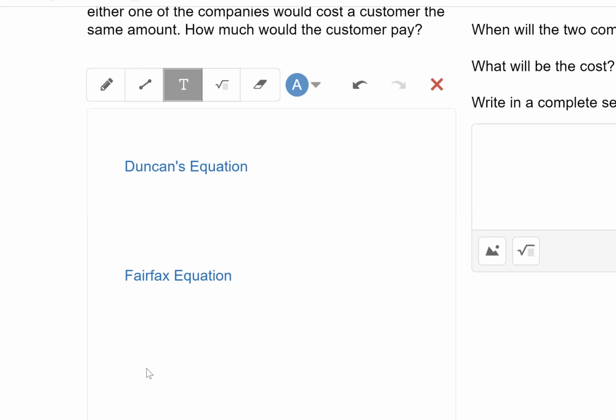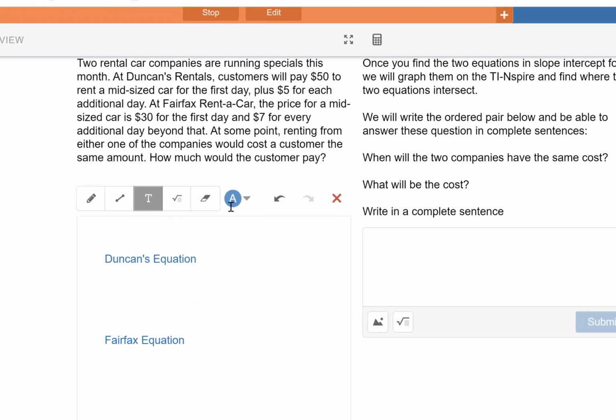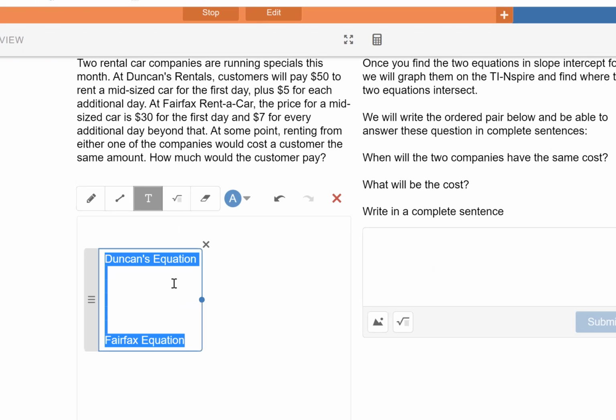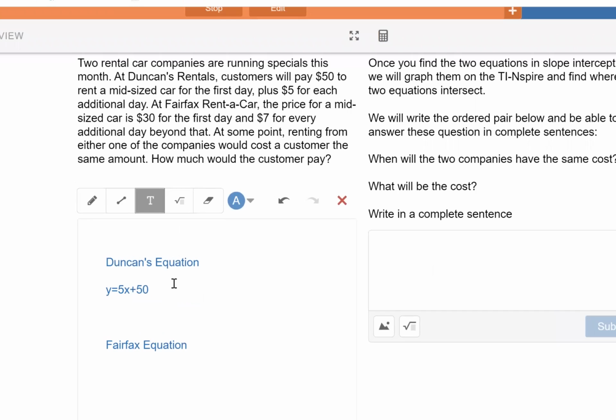All right, so for this question, Duncan's equation: customers will pay $50 to rent a mid-sized car plus $5 for each additional day. So his equation is y equals 5x plus 50. The reason why it's $5 each day is, each day, $5, each day, $5, so on and so forth. So that's the slope. What is Fairfax's equation?